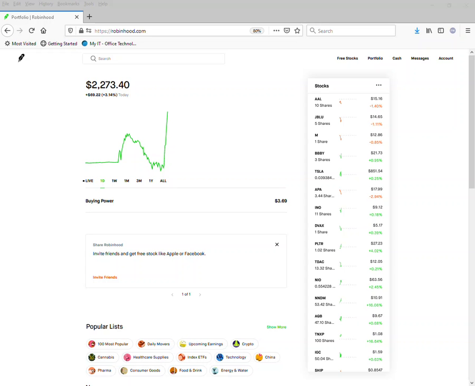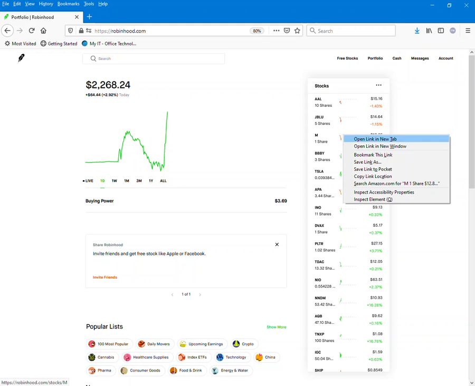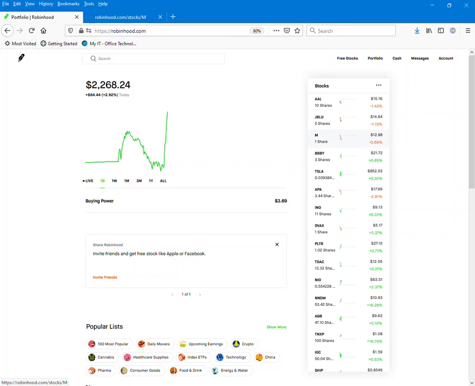So let's jump into the portfolio. Today we're sitting at 2,270.21. It's been a journey these last couple of days. Pretty decent week in the market. I think we're going to go ahead today and look at Macy's.